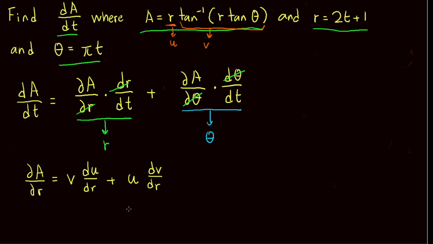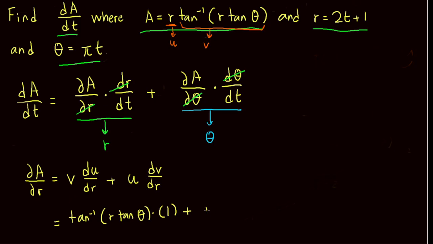In this case our V is tan inverse of R tan theta, and our du/dr is just simply 1, because we differentiate R with respect to R, so it becomes 1. It's very straightforward.